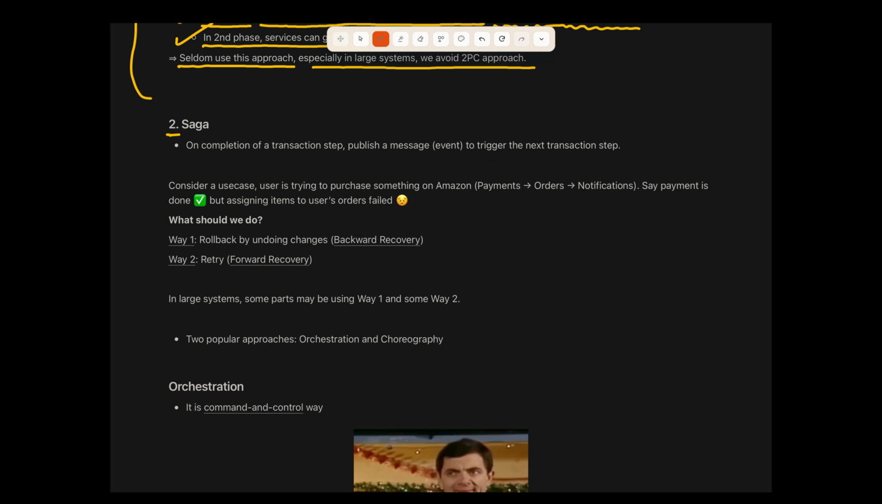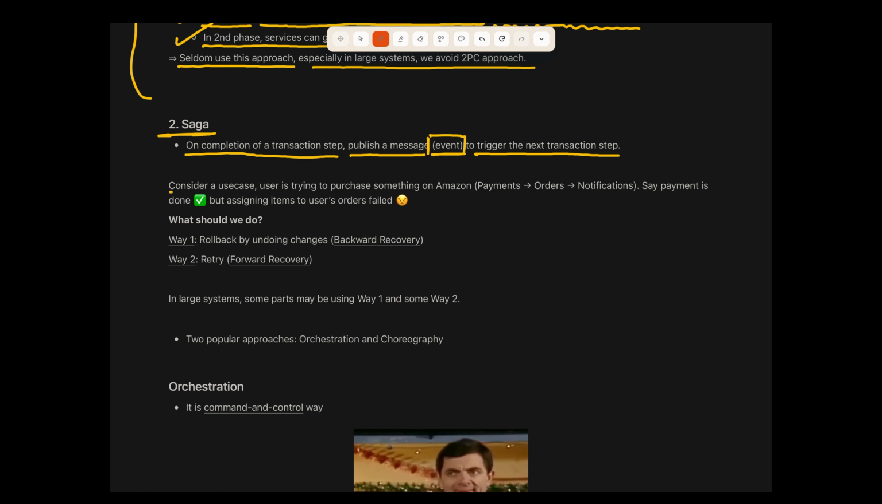The second approach is the Saga approach. On completion of a transaction step, publish a message. Publishing is nothing but generating an event to trigger the next transaction step. So basically, we are relying on event generation for communication, so that another service can pick up that it has to start the next step.